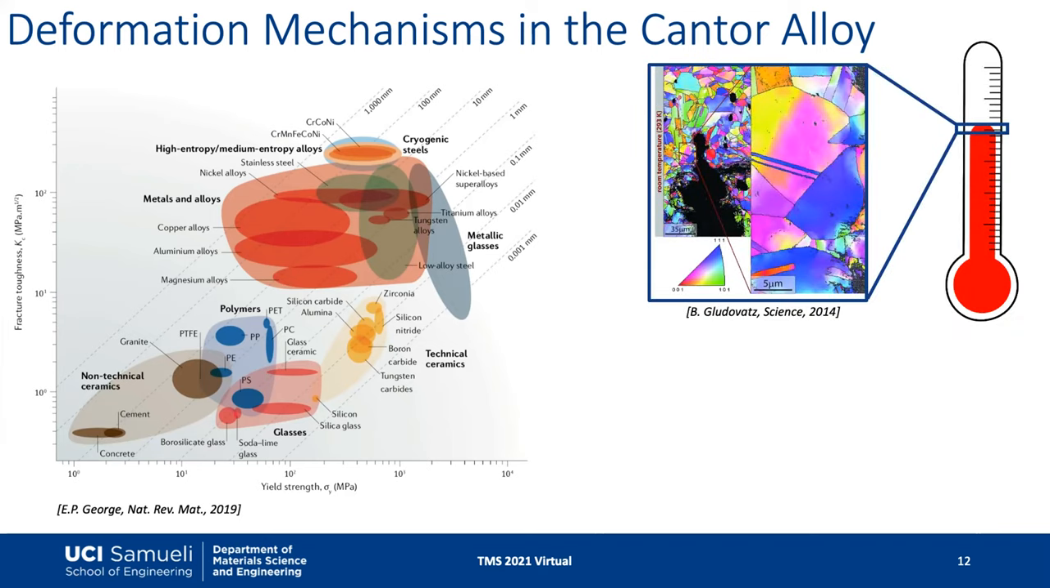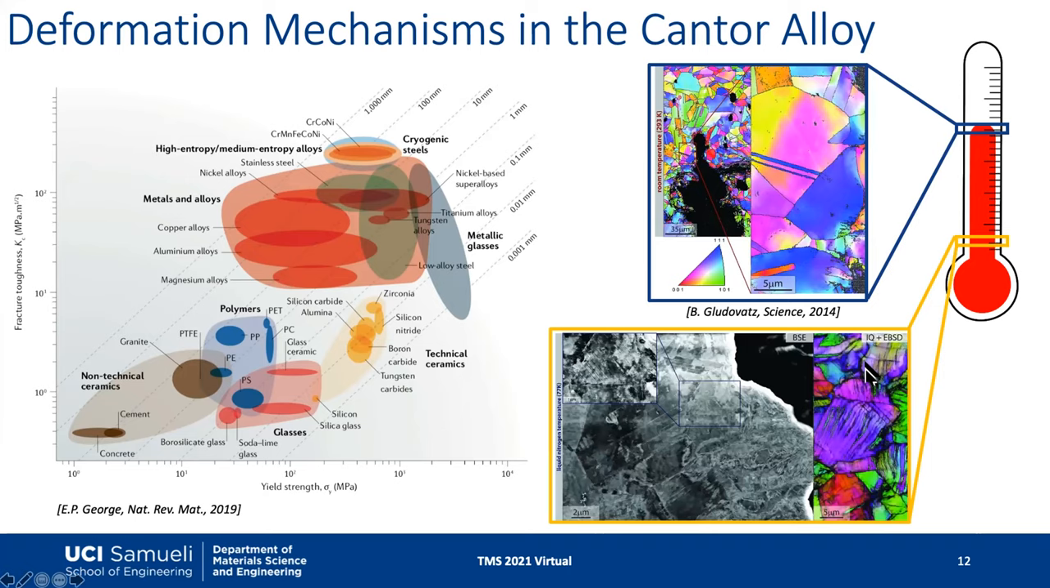Glotovats and his team reported on the deformation mechanisms of this alloy and found that at room temperature, the alloy deformed by dislocation motion, indicated by the significant grain misorientation that you see in the micrograph here, observed by EBSD. We're talking about the Cantor alloy. Furthermore, at cryogenic temperatures, the deformed material exhibits a pronounced nano twinning, as you see here, not dislocation motion as you saw there, and this enhanced its ductility.